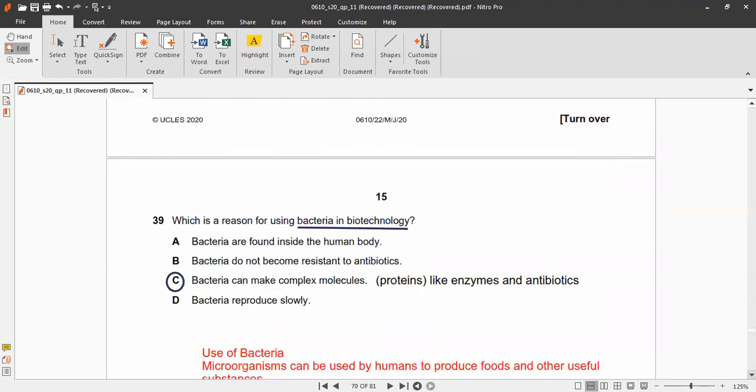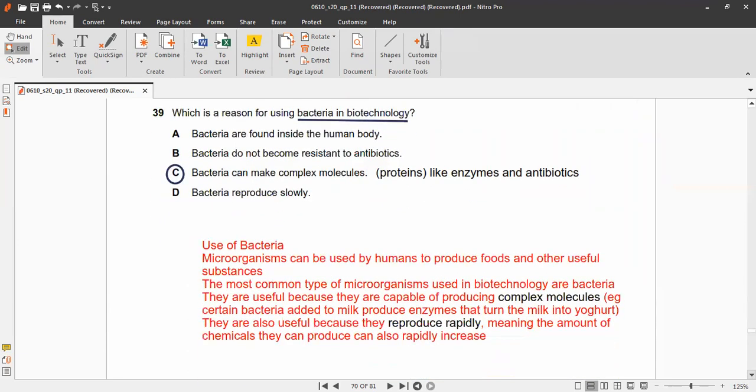Which is a reason for using bacteria in biotechnology? Yes, bacteria can make complex molecules, proteins like enzymes and antibodies. Microorganisms can be used by humans to produce foods and other useful substances. The most common type of microorganisms used in biotechnology are bacteria. They are useful because they are capable of producing complex molecules. Example, certain bacteria added to milk produce enzymes that turn the milk into yogurt.